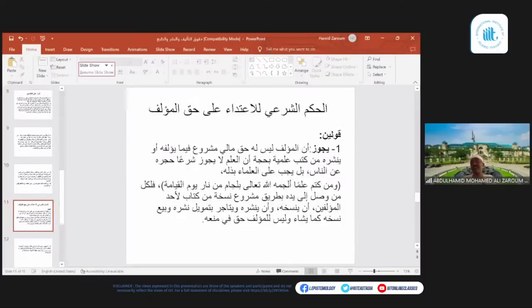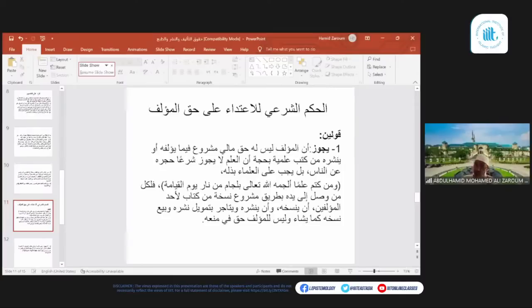Now, what happens if someone has stolen the property rights of someone else? What is the hukm al-shar'i? What is the legal hukum? What happens if someone steals a property already known in Islam? The hand is cut. Commit zina, can. Someone kills, he has to be killed. But how if someone has stolen the property right of someone else?